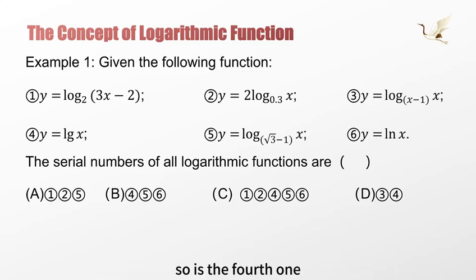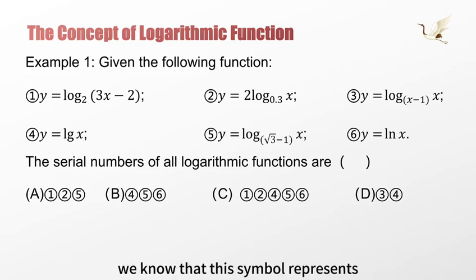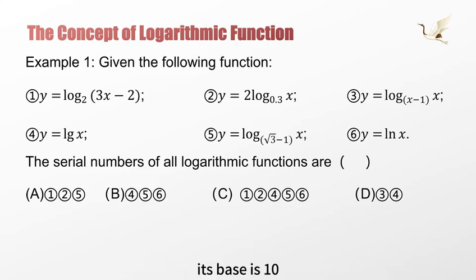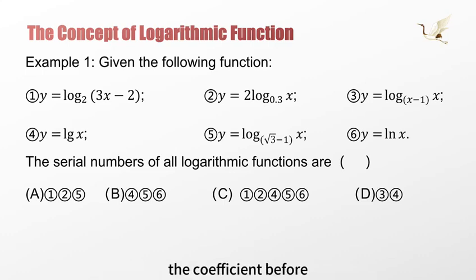What about the fourth one? Perhaps you have already noticed that, from our understanding of the original logarithmic equation, this symbol represents the commonly used logarithm with a base of 10. So this structure we also call the common logarithmic function. Its base is 10, which is greater than 0 and not equal to 1. The coefficient before the logarithm symbol is 1, and the true number is only x, so it is clearly correct.